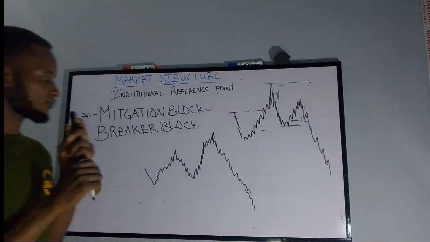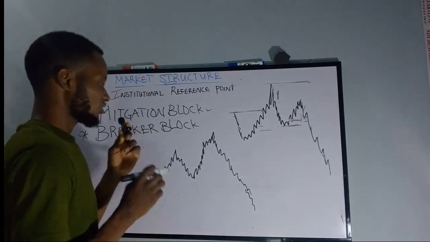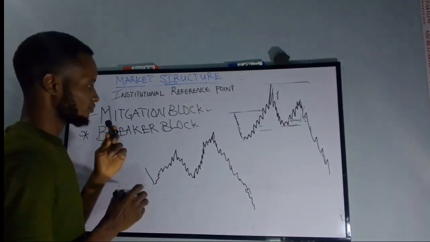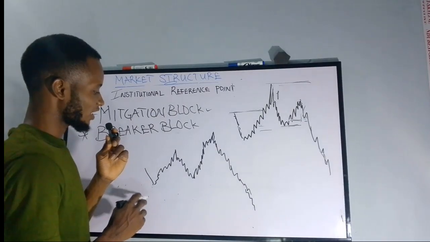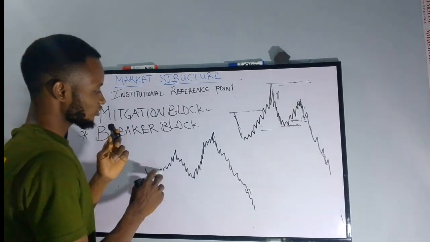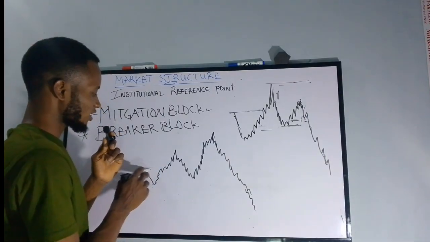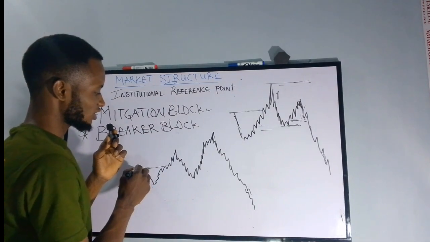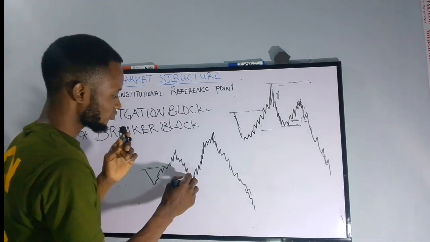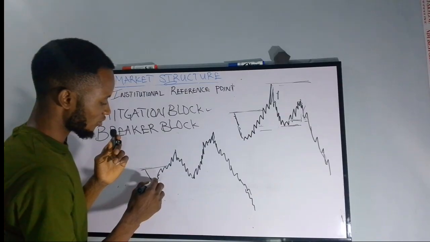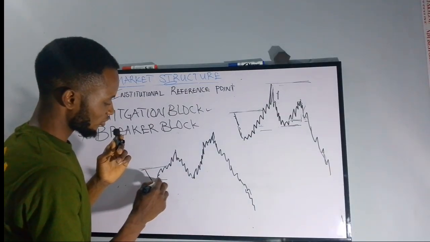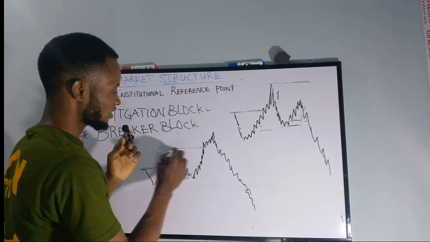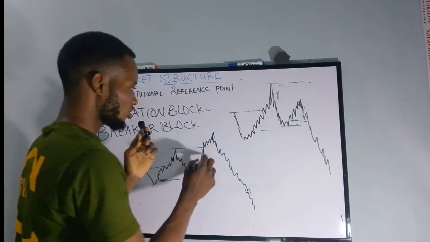a breaker block is. A breaker block, this thing is easy, just follow me and listen. Now this is a breaker block. A breaker block is identified when price actually creates a high. Look at it, price created a high here, and then price took the high, then moved down to an order block here or a fair value gap, and then price broke structure to the upside.